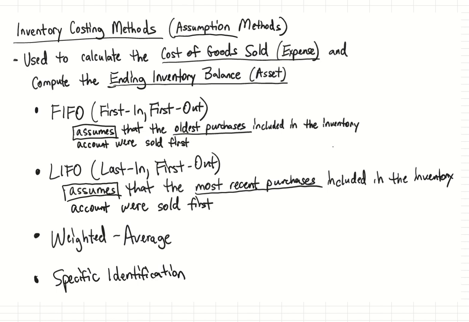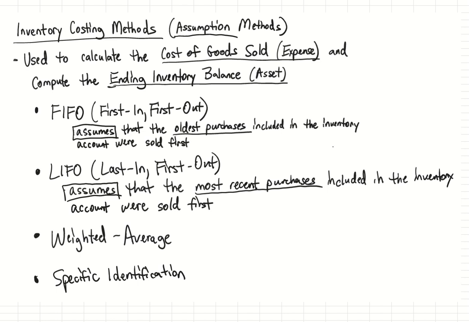So for the first method, you can see here FIFO. FIFO stands for first in, first out. This is the most logical method that is out there to use because it assumes that the oldest purchases included in the inventory account were sold first. So it goes in that proper order. Whenever you go to a place, whatever is first inside the store is assumed to be the first items that are going to leave the store. First in, first out.